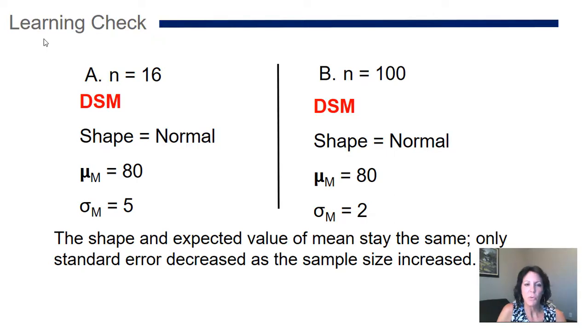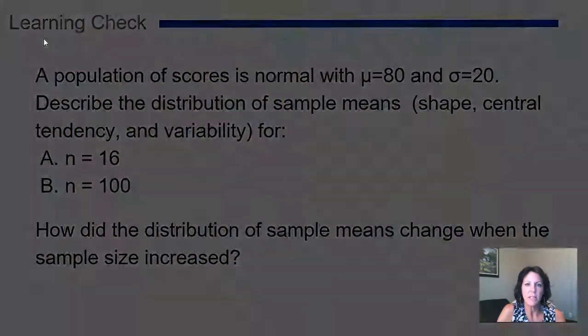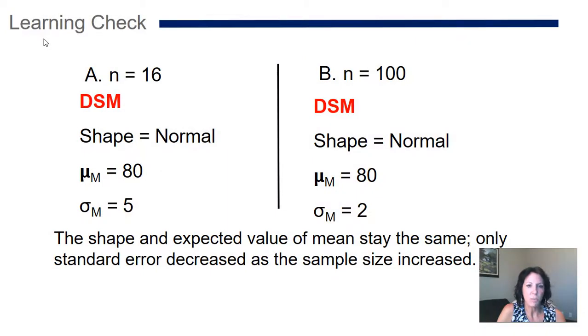So let me go back to what that last question asked. How did the distribution of sample means change when the sample size increased? Well, the shape was exactly the same. The expected value of the mean was exactly the same. But only the standard error decreased, and it did so when the sample size increased.